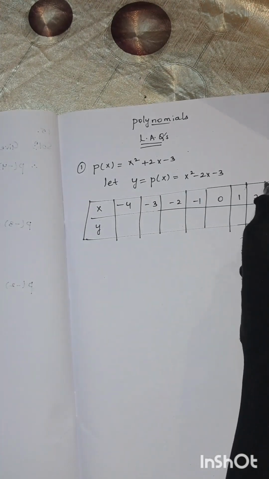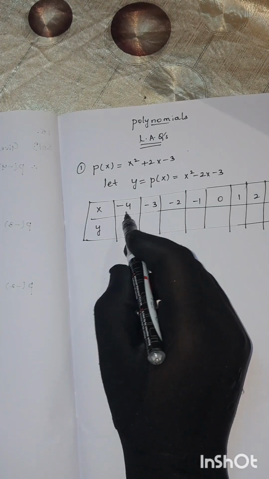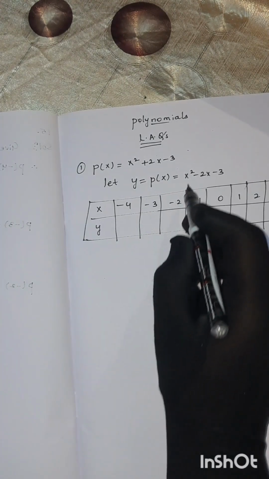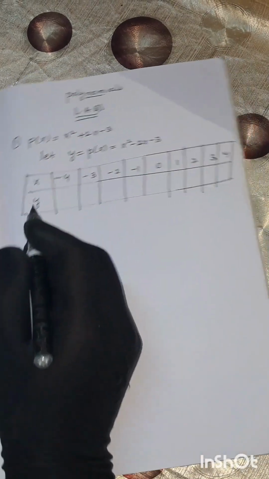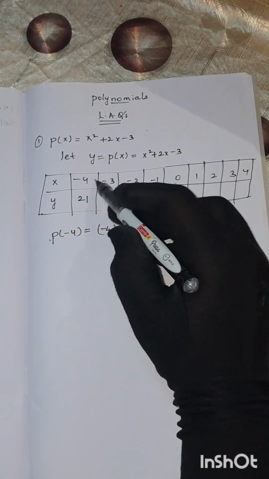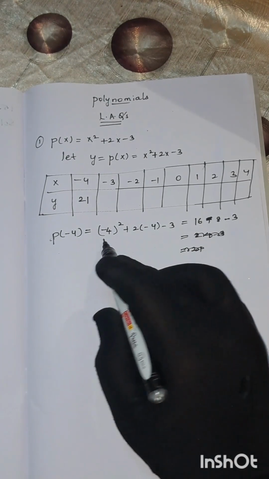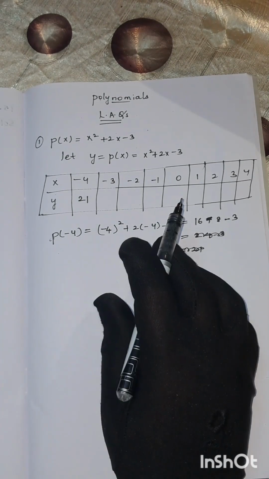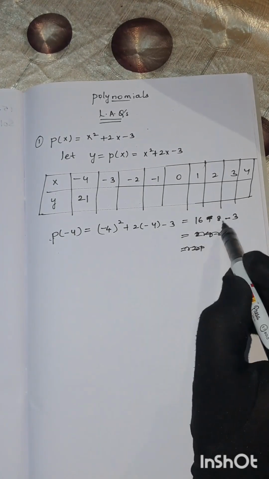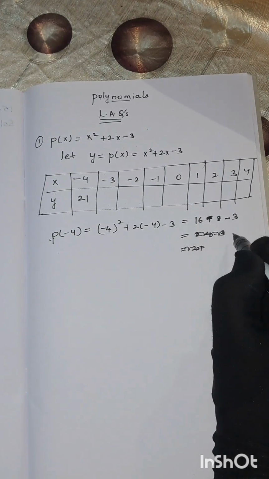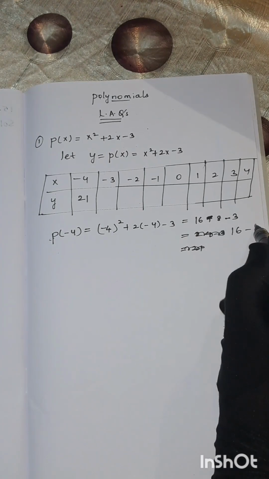So how we will solve all these questions? In the place of x, we'll substitute minus 4. In the place of x, we'll substitute minus 3. In the place of x, we'll substitute minus 2. So let us start from the first number, p of minus 4. So p of minus 4 means minus 4 whole square plus 2 into minus 4 minus 3. Minus into minus plus, 4 4s is 16, plus into minus minus, 4 2s are 8, minus 3. So 16 minus 8 minus 3, minus 8 minus 3 is minus 11.